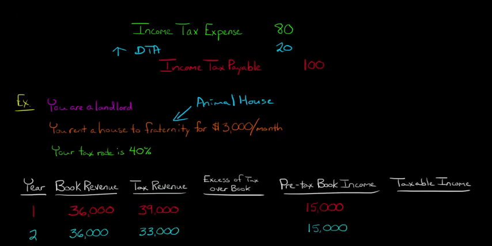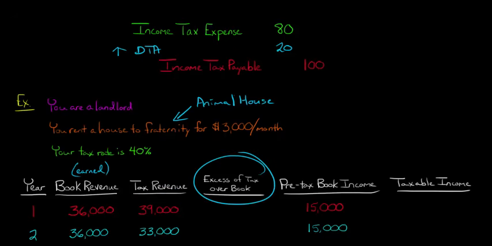So for book purposes, you only recognize what you have earned, right? So your book revenue is what you've earned, and you've only provided 12 months of housing to them. So you're going to only recognize $36,000. And so for book purposes, that extra $3,000 would be unearned revenue, right, which is a liability. But for tax purposes, when you receive that rent, it is taxed. So your tax revenue is $39,000, even though for book purposes, because we're only thinking about what's earned, it's $36,000. So your tax revenue is higher.